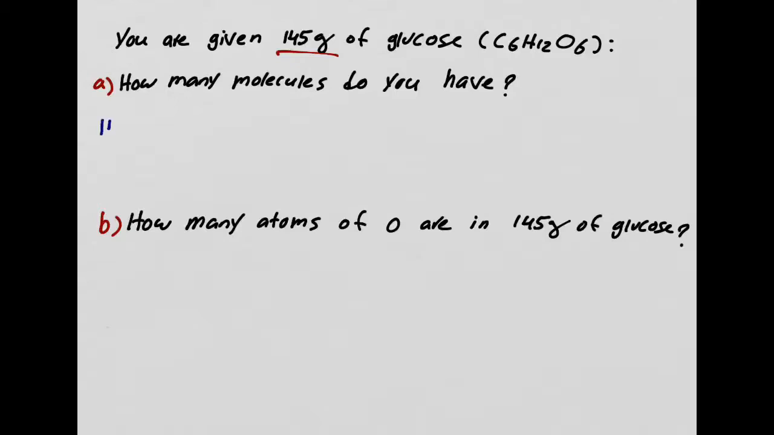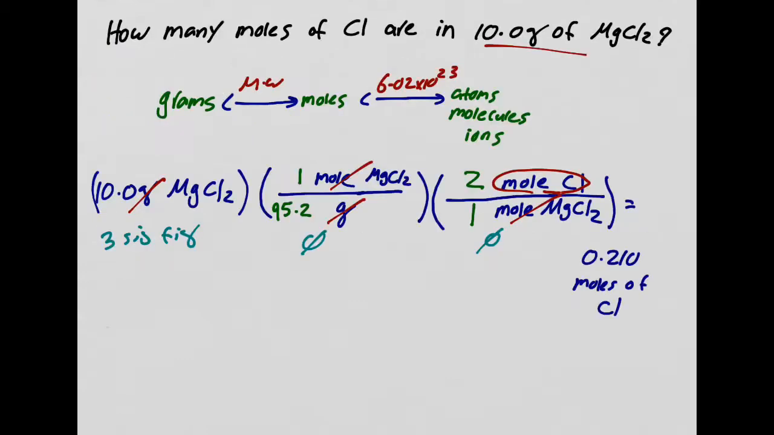So I'm going to write down what's given to me, which is 145 grams of C6H12O6. Now, what they ask you is how many molecules you have. They give you grams of glucose and ask how many molecules of glucose you have. They give you grams, they want molecules. So we have to go grams to moles and moles to molecules: grams to moles using molecular weight, moles to molecules using Avogadro's number.